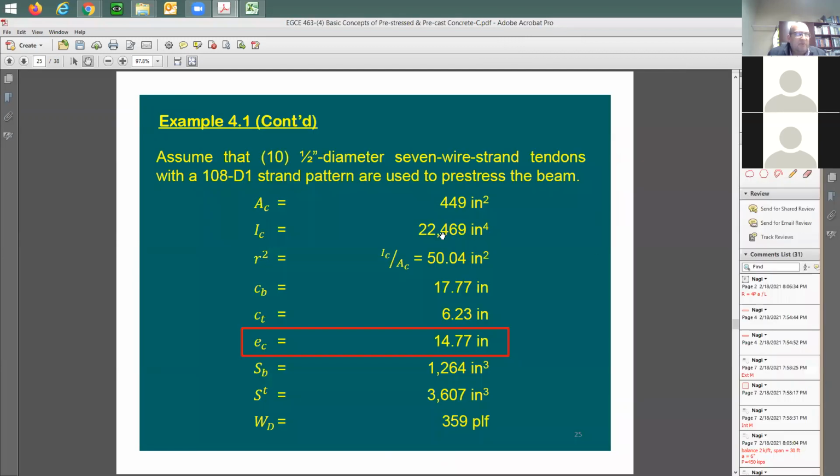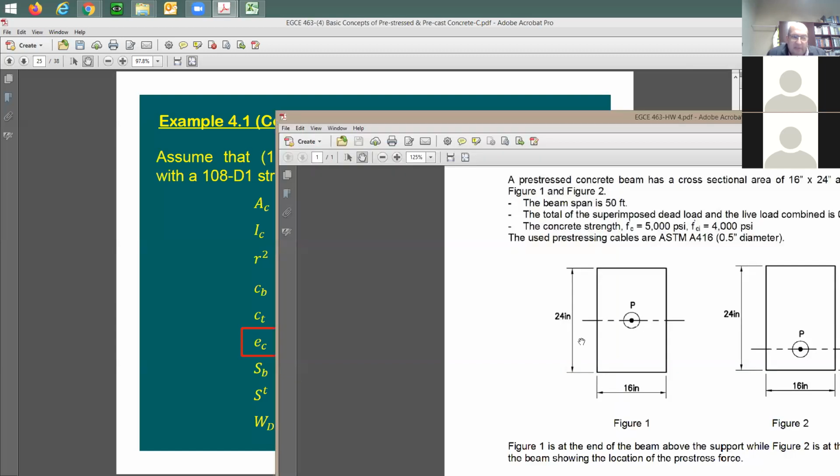Okay, here's the cross section. Moment of inertia, can you do it? How do you do R? R is going to be what? R squared is going to be moment of inertia divided by the cross-section area. I mean, C bottom and C top is going to be 12 inches, right? Each.